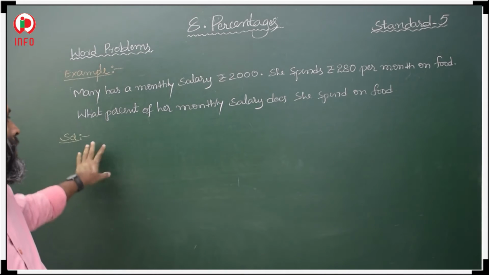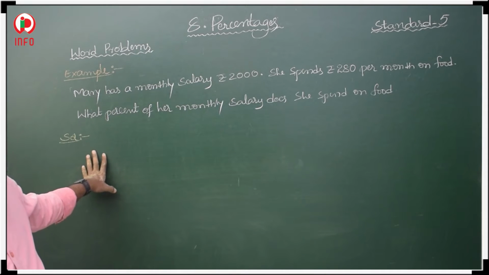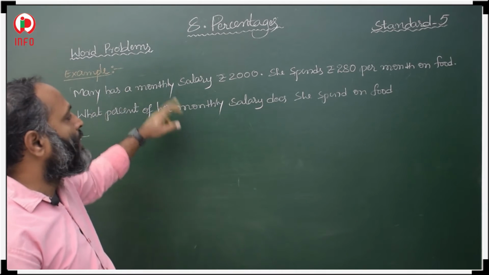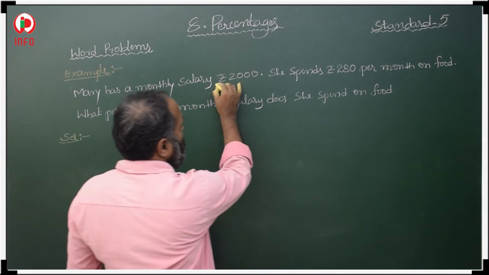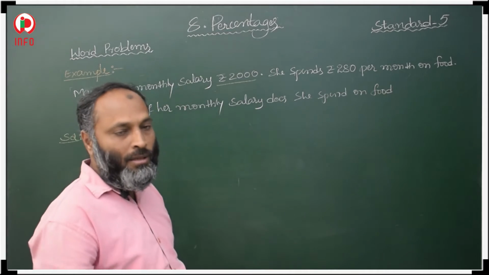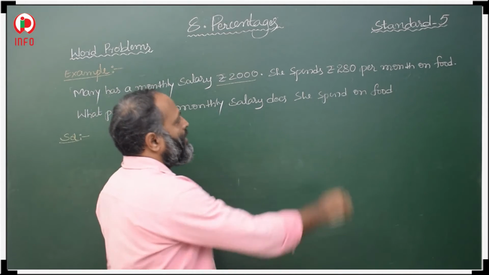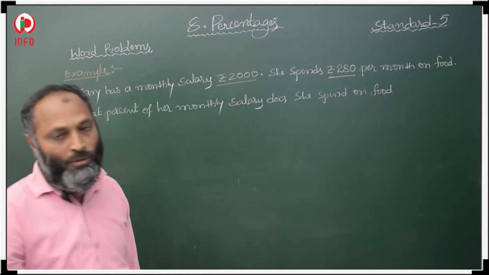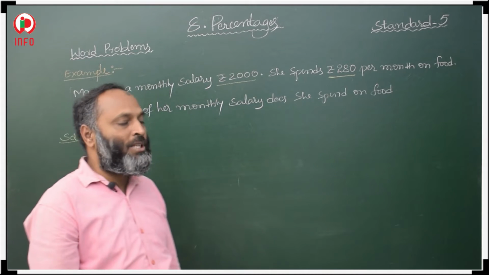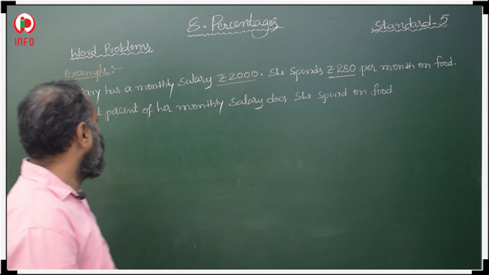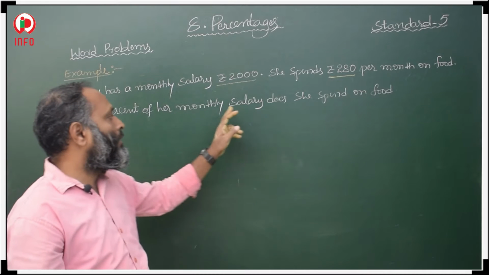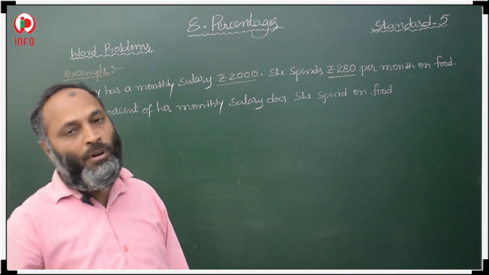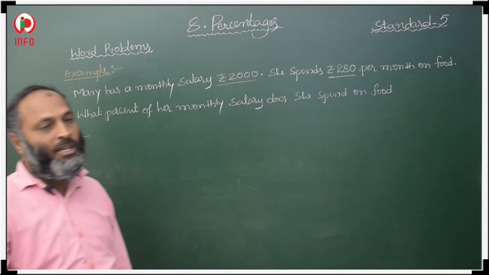Now see here in the example what problem is given. What is there in the word problem? Mary has a monthly salary. Her monthly salary is 2000. In this 2000 amount, she spends rupees 280 per month on food. Then what percent of her monthly salary does she spend on food?